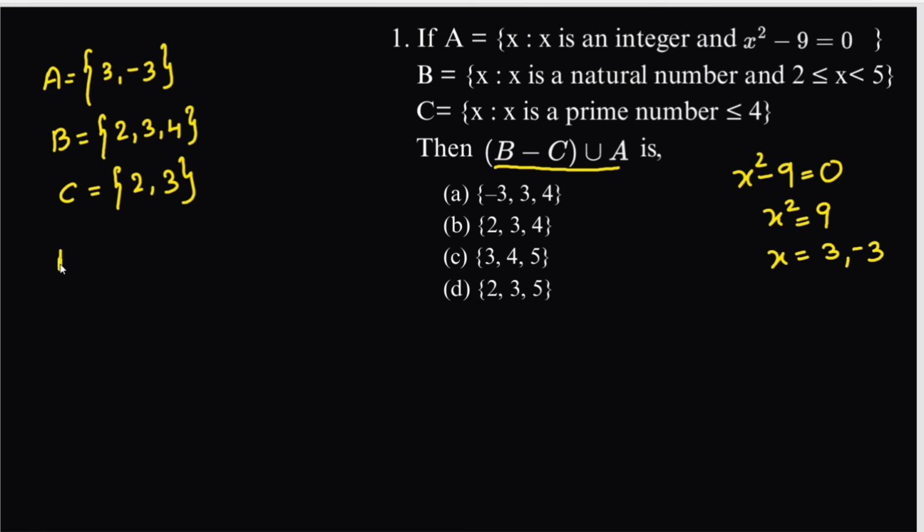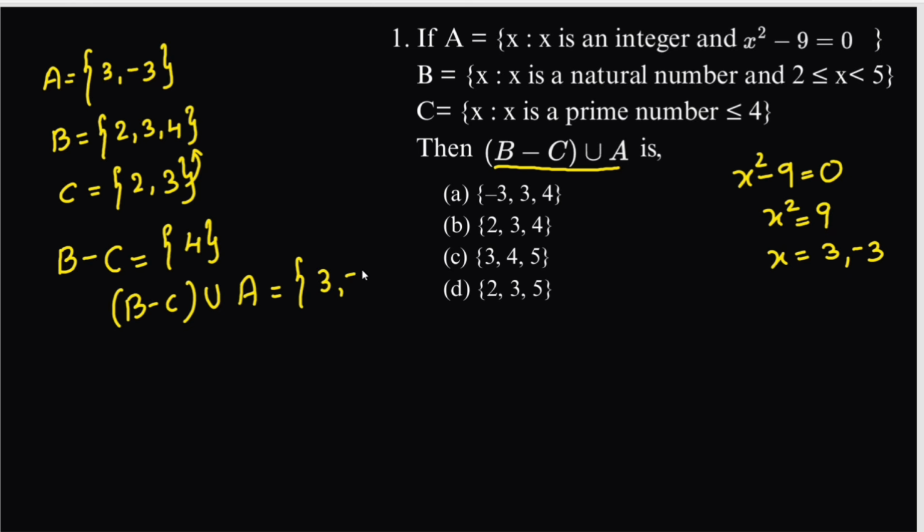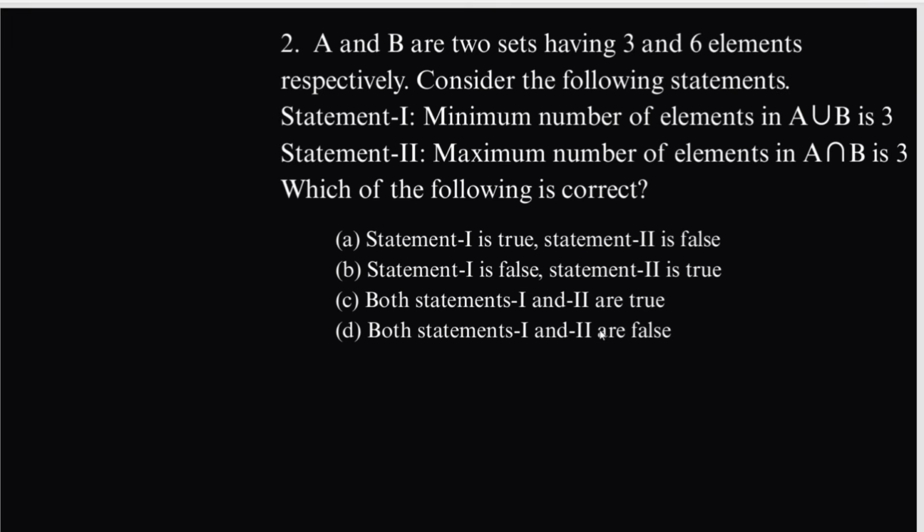So what is asked here? B minus C union A. What is B minus C? B minus C means from the set B, we are removing all the C elements. So C elements are 2 and 3. If I remove these two elements from B, what is left out? Only 4 is left out. So now they have asked B minus C union A. In B minus C, we have only 4 and A is 3 and minus 3. So when I do union, I write all the elements of those two sets. So I'll get 3, minus 3 and 4. So this is in the first option. So the first option is correct.